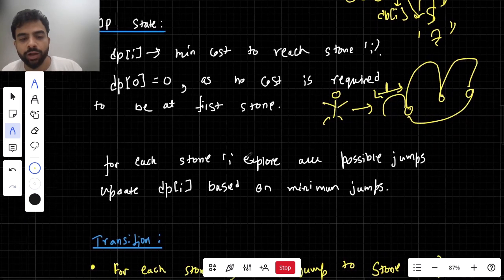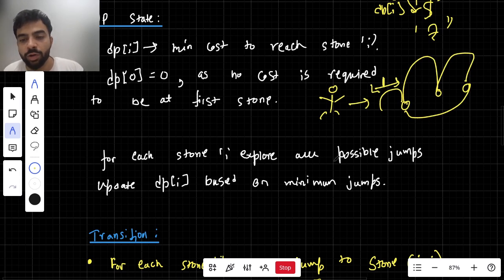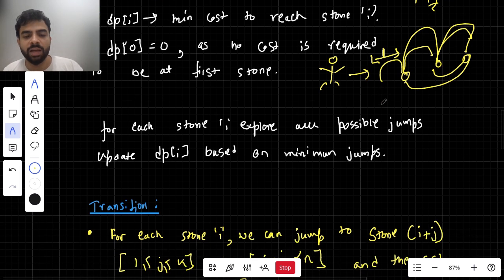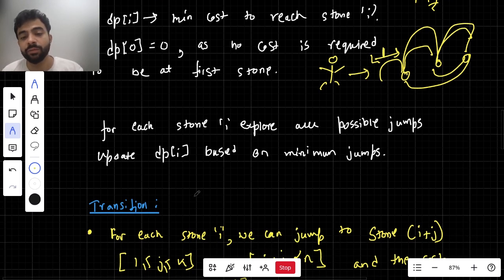Now what we are doing is, for each stone i, exploring all possible jumps and updating dp of i based on the minimum. So we have to explore all the possible jumps. As I told, what are the possible ways? From here to here, from here to here, from here to there. That means there are a lot of ways, a lot of combinations. We can do this with the help of the recurrence relation, which I am going to explain.